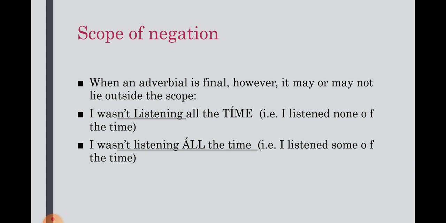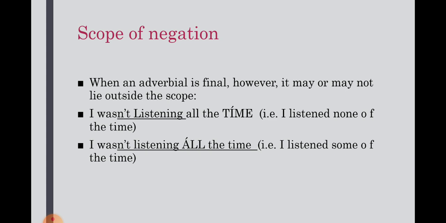When an adverbial is final, however, it may or may not lie outside the scope. So when we have an adverbial at the end of the clause or the sentence, sometimes it is included within the scope of negation and sometimes not. So how do we know whether it is within the scope of negation or outside it? This is related to the other idea of negation, which is what we call the focus. And we will see what we mean by the focus of negation.